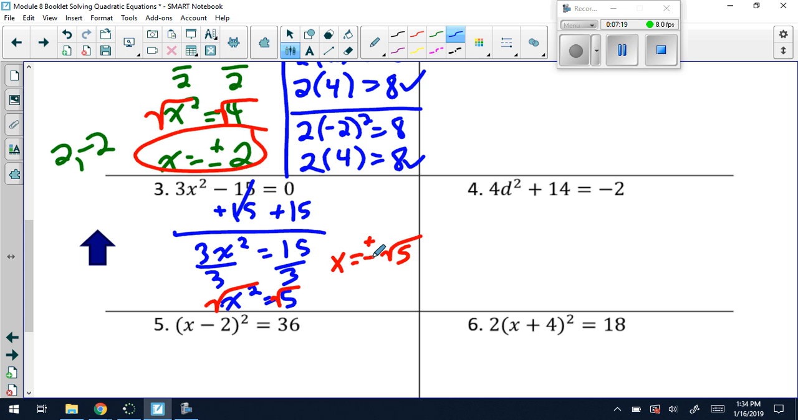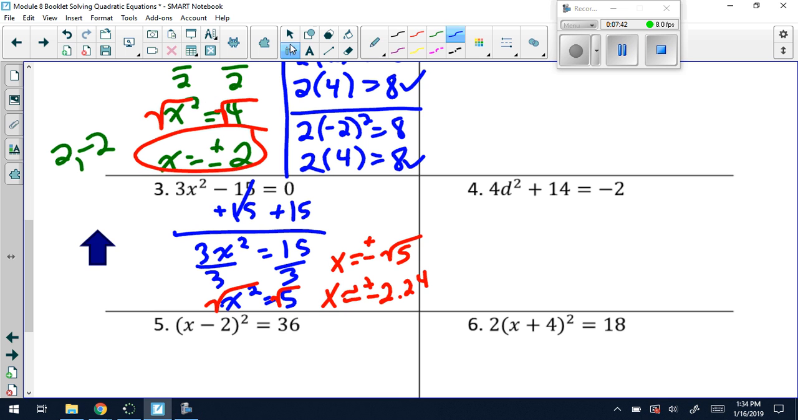I could also use my calculator, hit 5 and the square root, and it gives me 2.2360679. I'm going to go to 2 decimal places. So again, plus or minus 2.24. Rounding correctly, 2.24.